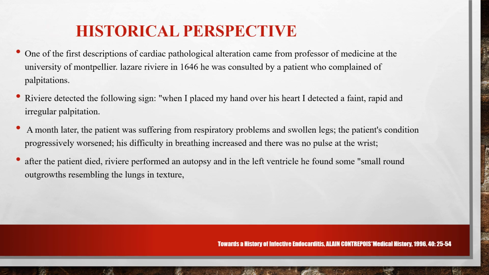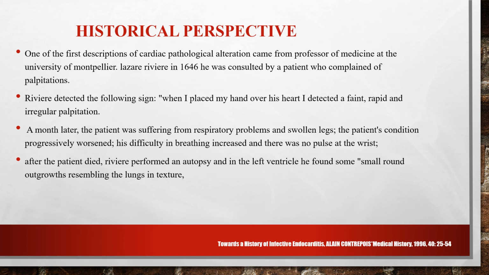As a historical perspective, one of the first descriptions of cardiac pathological alteration comes from Lazare Riviere, Professor of Medicine at the University of Montpellier in France, in 1646. He was consulted by a patient who was complaining of palpitations. Riviere detected the following sign: "When I placed my hand over his heart, I detected a faint, rapid, irregular palpitation."